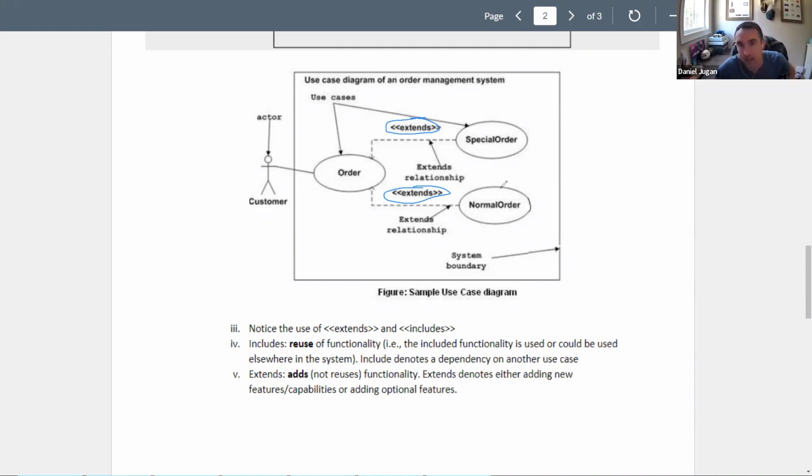So what we are doing here, like I said, is a special order extends order. So we are adding functionality to order. Whatever is normally done in this use case, we're going to do that, and then we are going to add on top of that whatever is needed for a special order or whatever is needed for a normal order. So you use extends in a situation where you always do one thing, and then we are going to add on something else depending on maybe some specifics to whatever it is that they are doing.